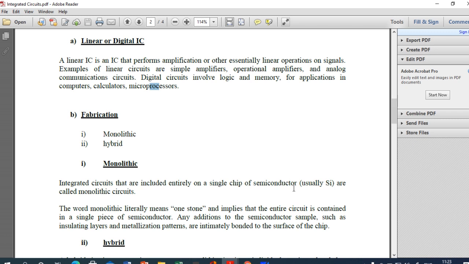Monolithic circuits are the circuits which only include the active elements. I hope you remember the active elements. Active elements are things like transistors and operational amplifiers. So monolithic circuits are integrated circuits built only using such components, entirely on a single silicon chip.